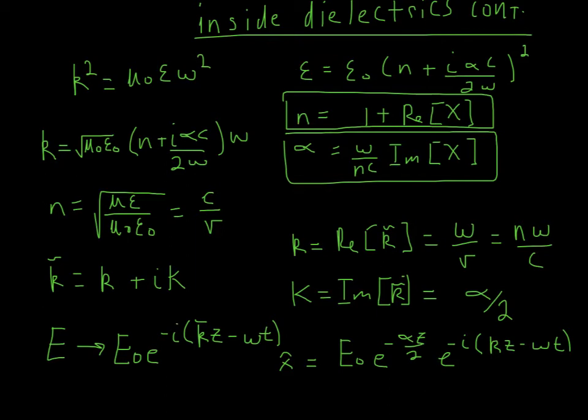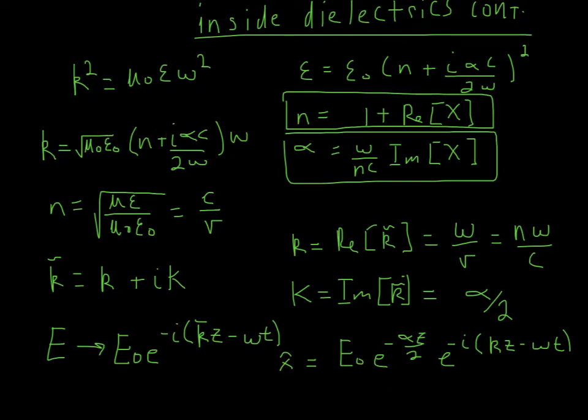If I plug in my definition for N, I can rewrite N as mu E over mu naught E naught. In our case, mu is really mu naught. We don't have any magnetism, so mu naught. I'm leaving it general, but for our case in dielectrics, this is still mu naught. All right, but here's a way to write K now.